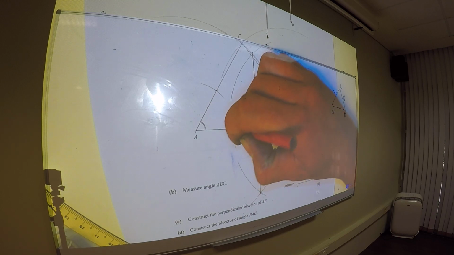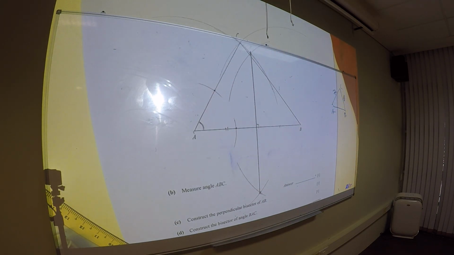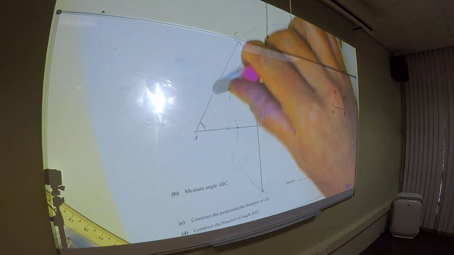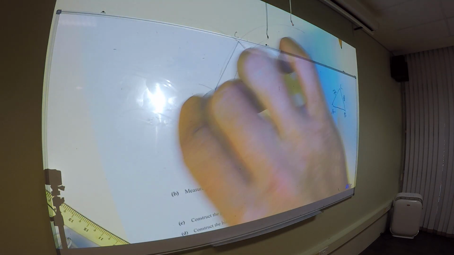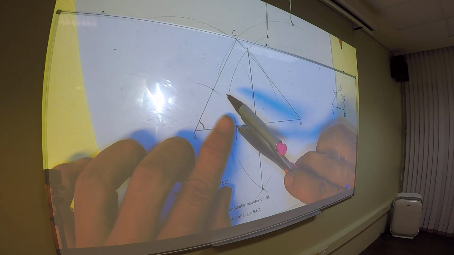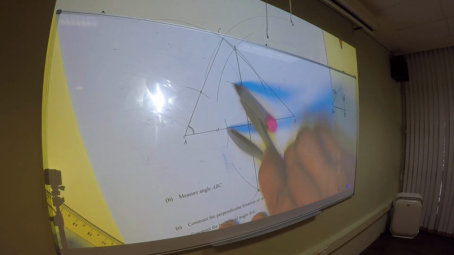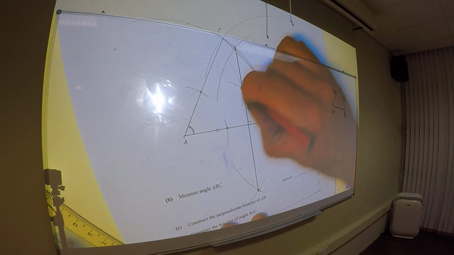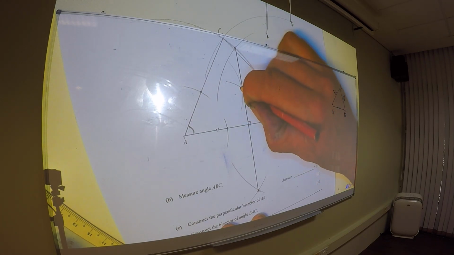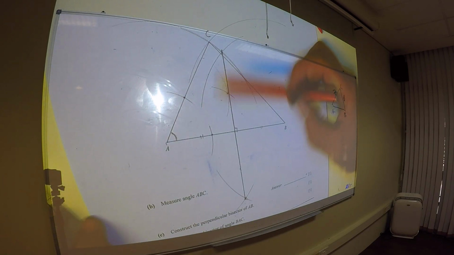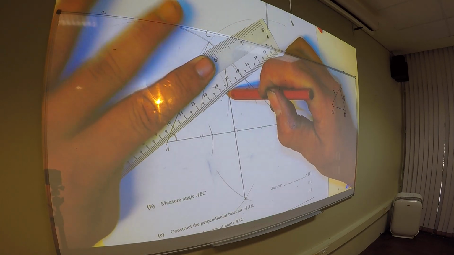Then we are going to take these 2 points as the center and cut further away from the angle A. So again, I draw another arc. Then I move here. Center, I draw another arc. Where they intersect here, if I join it to angle A, it will divide angle A exactly into two.